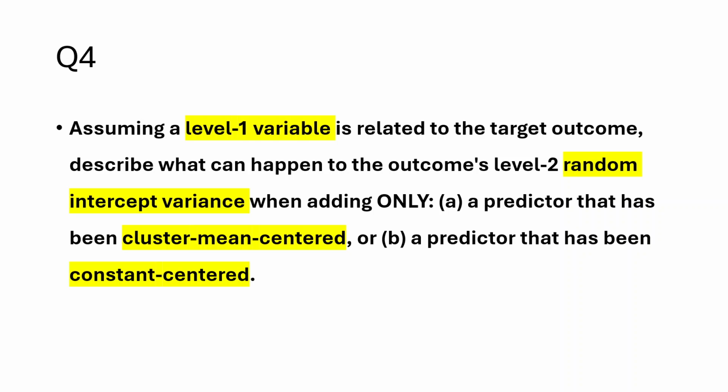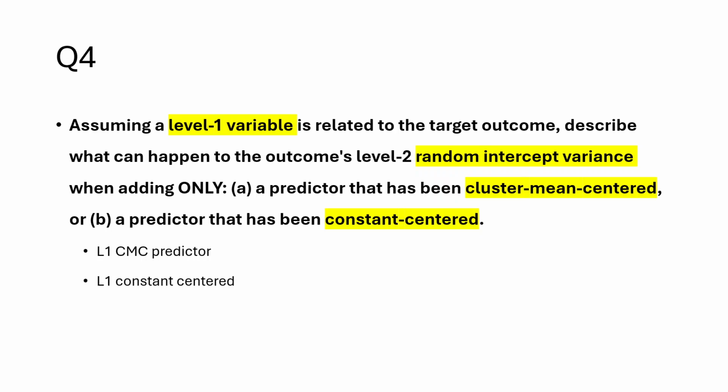That's the big thing: you're not explaining the random intercept variance when you have a within-only, cluster mean centered level 1 predictor. It's not explaining it because you only have the level 1 within part in it, so it can only explain the residual variance. Whereas when we're looking at constant centered, or grand mean centered, it's going to have both. So what's going to happen to the random intercept variance? Is it going to go up or down? Decrease? Yeah, because we're explaining it then.